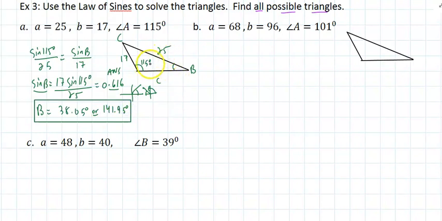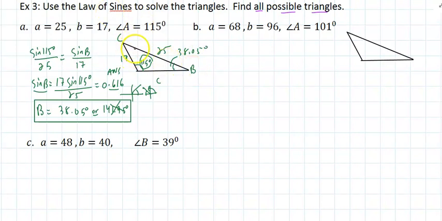Well, let's see. Since I know this angle is already 115, there's no way another angle could be bigger than 90, because those two will add up to more than 180. So in this case, it's safe to say this is simply 38.05 degrees.